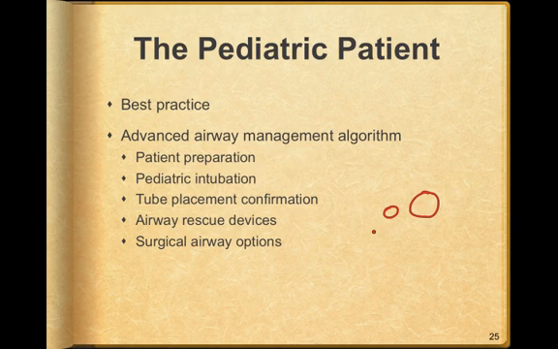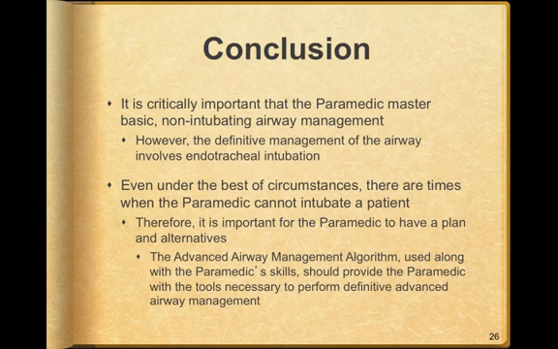Airway rescue devices, so we need to have a backup plan, whether it be a BLS backup plan or they do make pediatric King Airways. Surgical airway options, like I said, there is no true surgical airway in a child. The needle cricothyrotomy would be our best option. Also remember when applying that you are on the time clock now. They will retain CO2.